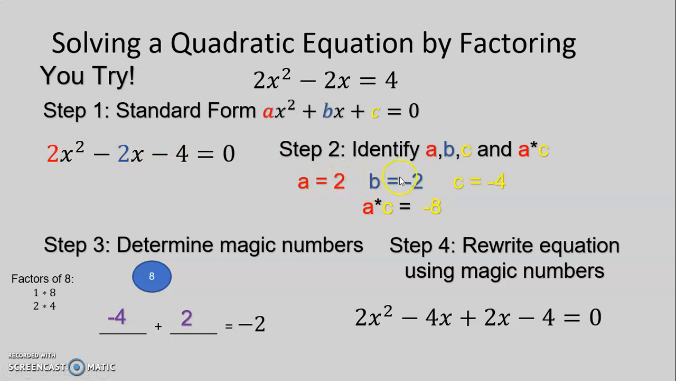Here we can quickly identify a, b, and c. A times c is negative 8. So we need to think of the magic numbers by thinking of the factors of 8. So here the factors are 1 and 8 and 2 and 4. Is there a combination that we can use there to get negative 2? Yes, we can. We can do negative 4 plus 2. That's negative 2. Okay, so we can rewrite our initial standard form equation using our magic number. So it'll be 2x squared, and then we're going to expand out negative 2x to be negative 4x plus 2x, and then minus 4 equals 0.